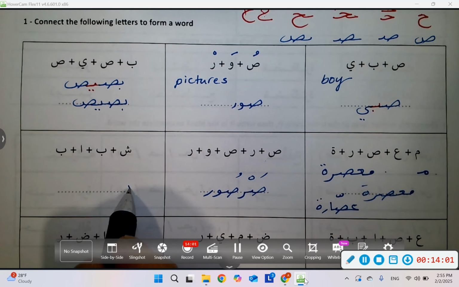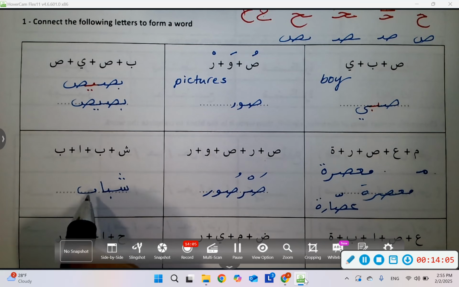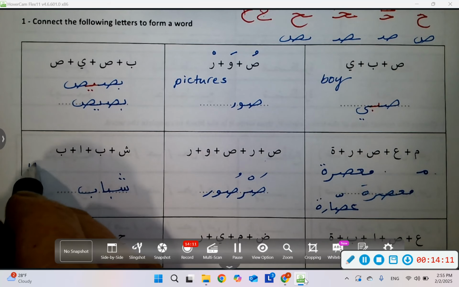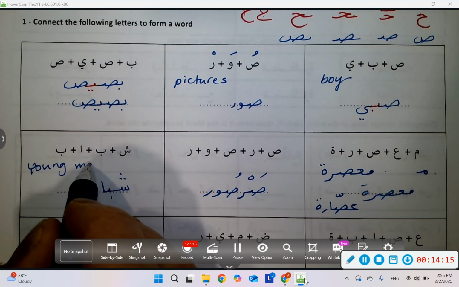Shabab, sheen, ba, alif, ba. Shabab means young men.